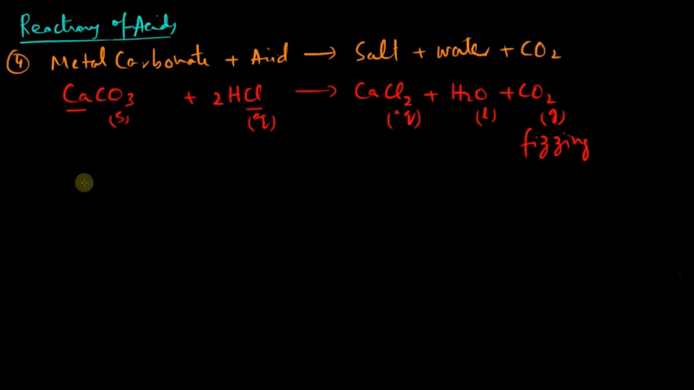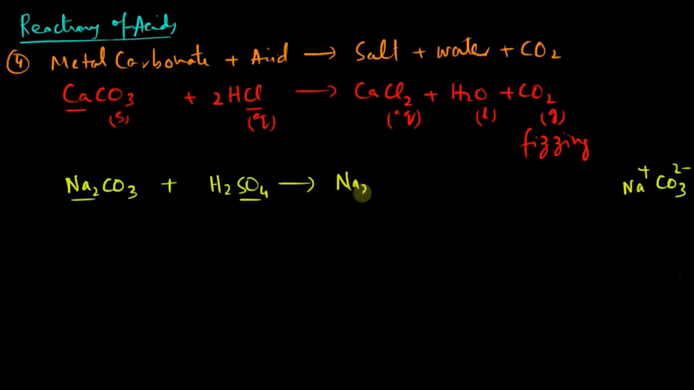Now let's move ahead. For example, we have sodium carbonate. Sodium carbonate is Na2CO3. Why is it Na2CO3? Because sodium is 1 plus and carbonate is CO3 2 negative. So that's why it will be Na2CO3, reacting with an acid like sulfuric acid, H2SO4. What will happen? Sodium will combine with sulfate. Sodium is 1 plus, sulfate is 2 minus. So sodium sulfate would be Na2SO4 plus H2O plus carbon dioxide.